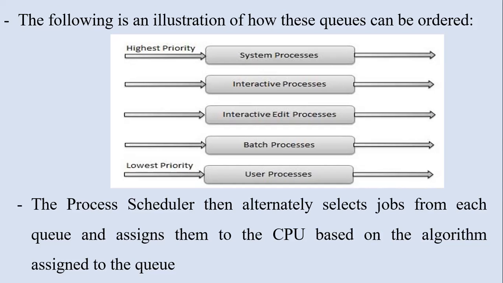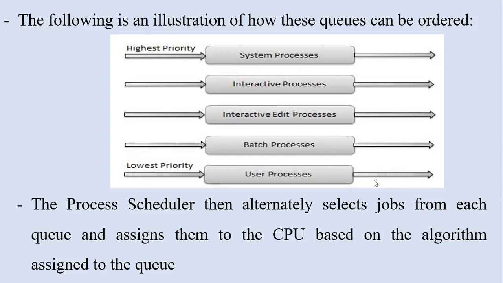So in this case, from this diagram, the priorities are the same as the priority algorithm that we have looked at, but the system processes have the highest priority. Then they are followed by interactive processes, then interactive editing processes, batch processes, and the processes with the lowest priority are the user processes. So when the processes arrive, they are categorized based on their types. Those user processes have the lowest priority, but the system processes have the highest priority.